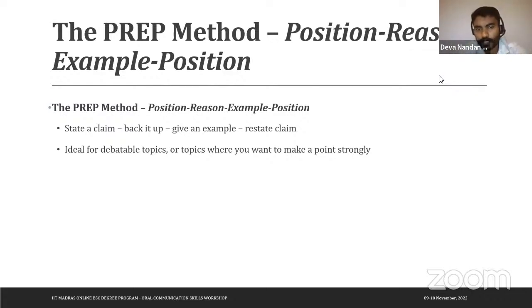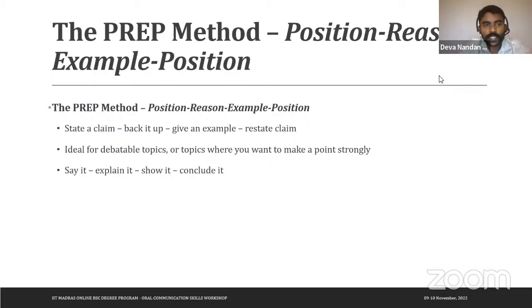Not that it can't be used in other places, but it's always better when you want to state a claim and take a position, and you want to put it across strongly and firmly. The PREP method helps with it, because you state the position, then you give why you're stating the position, then you give an example for it, and then you restate the position with further strength. That's what the PREP method is useful for, and that's when the strength of your topic would be properly put across.